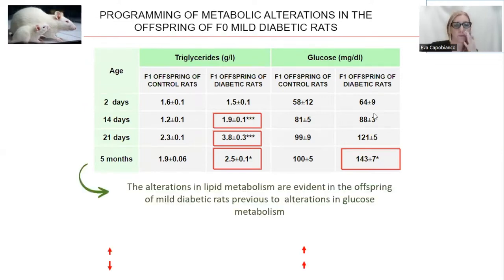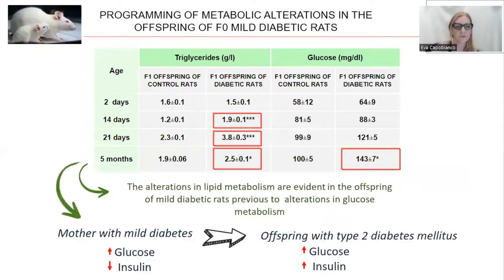So we observed that the alterations in lipid metabolism are evident in the offspring of mild diabetic rats previous to alterations in glucose metabolism. Another conclusion of these results is that a mother with mild diabetes, characterized by high glucose and low insulin levels, leads to the programming of type 2 diabetes in her offspring, with high levels of glucose and also an increase in insulin.